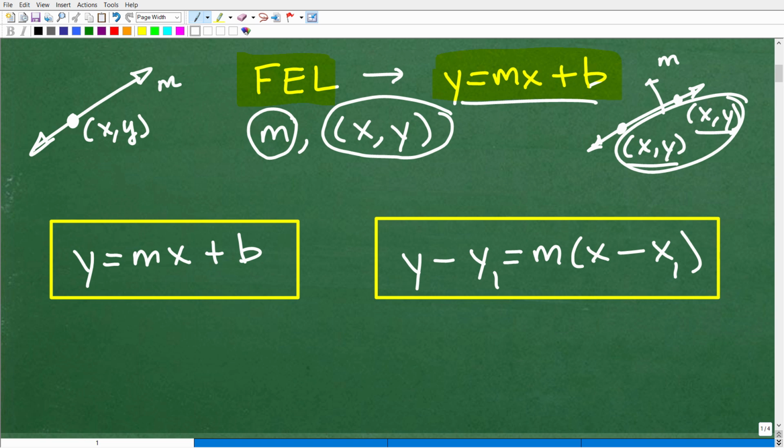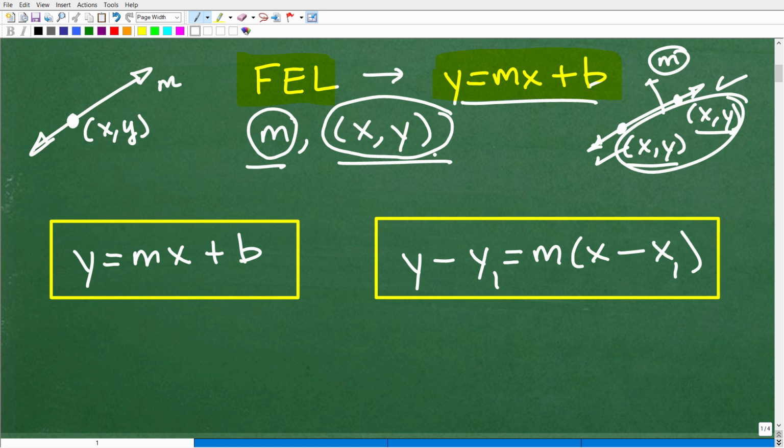So if you're given 2 points, in other words, find the equation of a line given 2 points, well, you just have to take those 2 points, find the slope, and then use either one of the points to answer the question. So again, what we're going to need as our inputs is the slope and at least 1 point. Any point will do that's on a line.